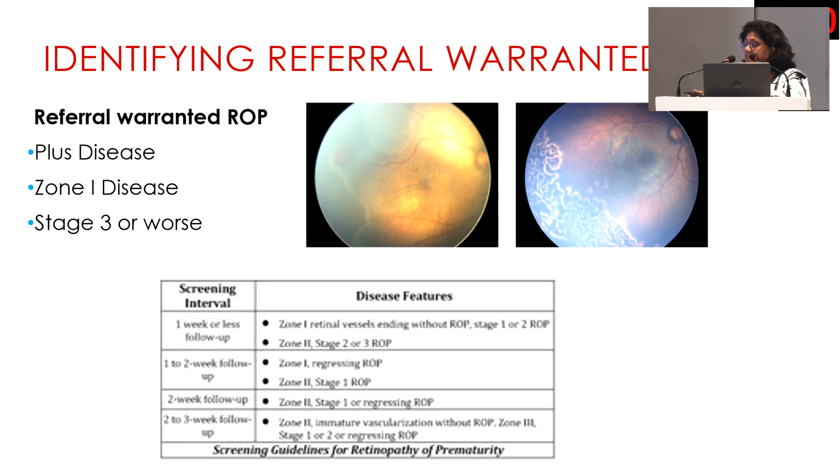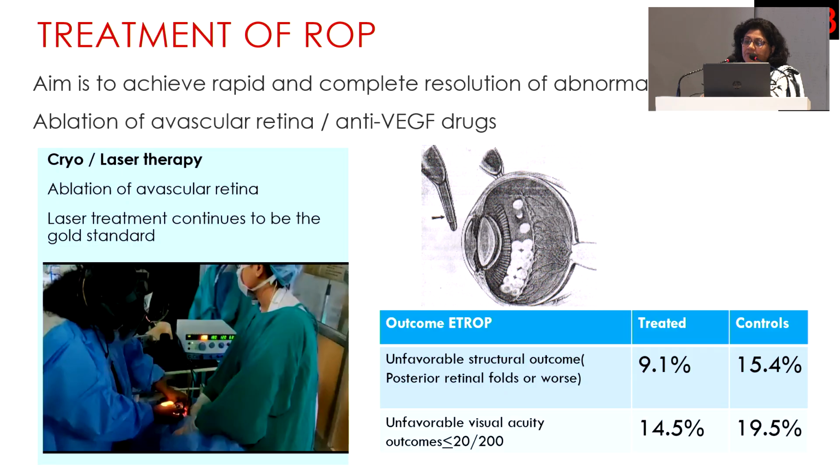Now with tele-screening, which we are doing because of the large number of babies having ROP, you have to identify the referral warranted ROPs. If your picture shows plus disease, zone 1 disease, or stage 3 or worse disease, these babies require referral. Then they have to be screened time and again until the retina fully vascularizes or the baby goes on to develop treatment requiring ROP.